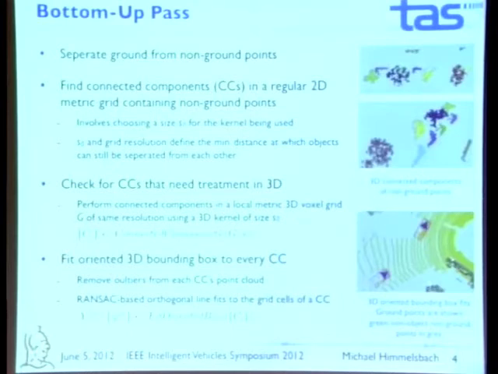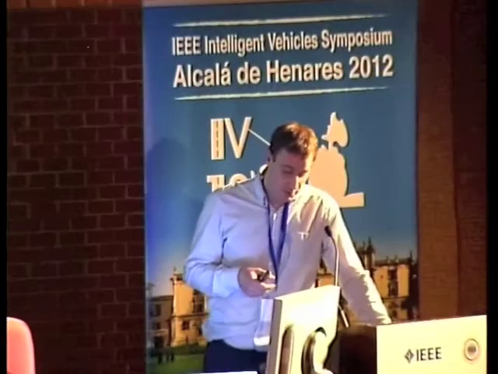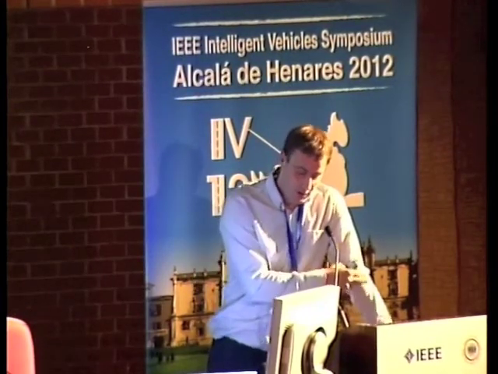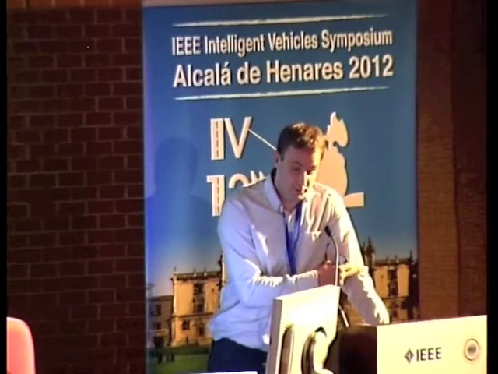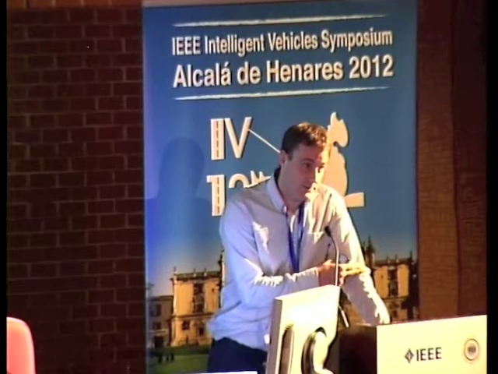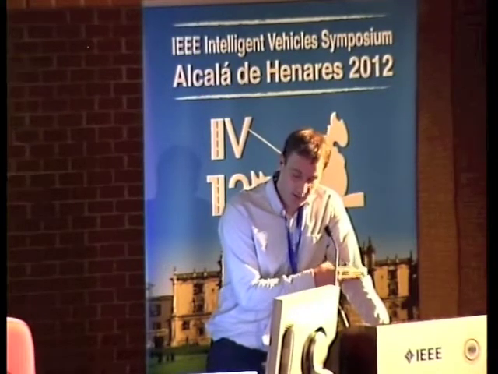So as a final step, to get a more compact representation of the objects, we then fit oriented 3D bounding boxes to these components, which involves removing the outliers from the point clouds and then issuing a Renczak-style fit to the dominant line in the point cloud, which gives us the orientation of the object. And these are then our bottom-up object detections, which are then fed to the tracking algorithm.